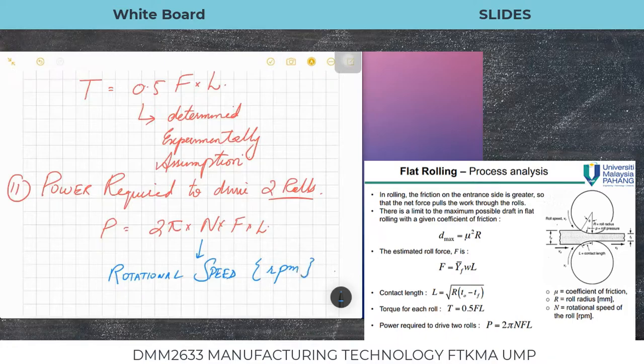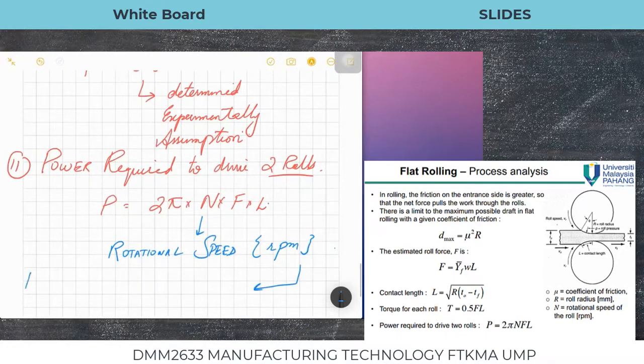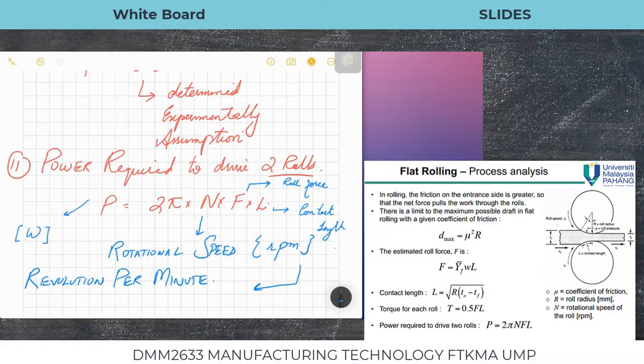What is RPM? RPM is revolutions per minute. How many revolutions it takes in one minute. Okay. F is the estimated roll force, and L is the contact length. The unit of power is usually watts. So these are 11 major formulas that are required to solve our numericals for the rolling process.